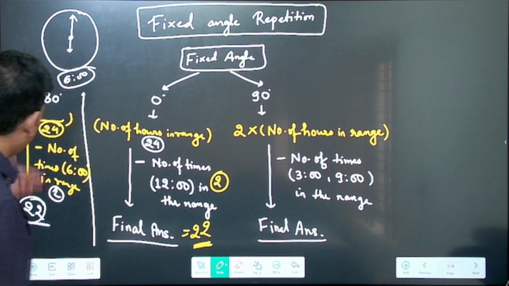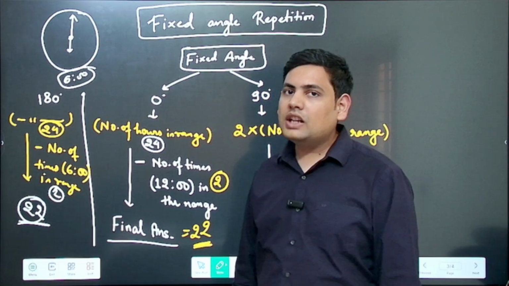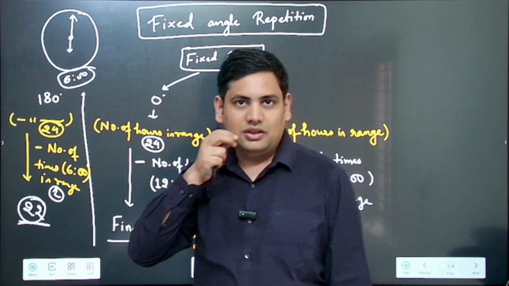So this becomes the final answer. So 180 degree and 0 degree is sorted. Now the thing is, why is 0 degree and 180 degree different? Because they are symmetrical in nature.